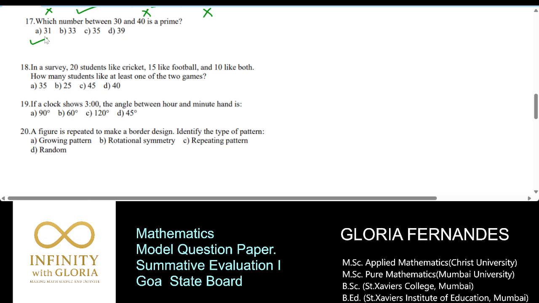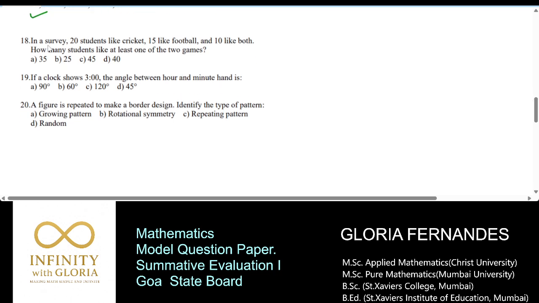So which is the prime number we have? We have 31. Next, in a survey, now pay attention here. This is a question, and if you study maths later on, you will have this type of concept in your higher classes. In a survey, 20 students like cricket. 15 students like football. And 10 like both. They like both cricket and football, right? So that means this 10 is counted in both.